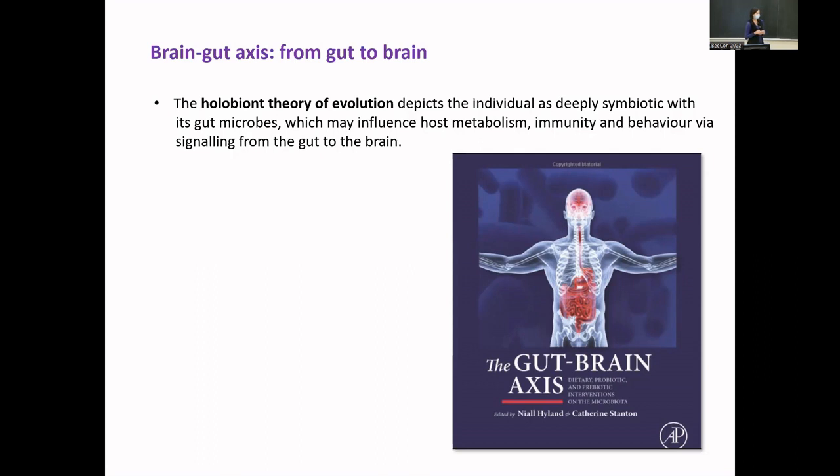This makes sense because the gut is, after all, the first point of internal contact with the outside environment. It has a function of processing nutrients and food, as well as producing essential amino acids.